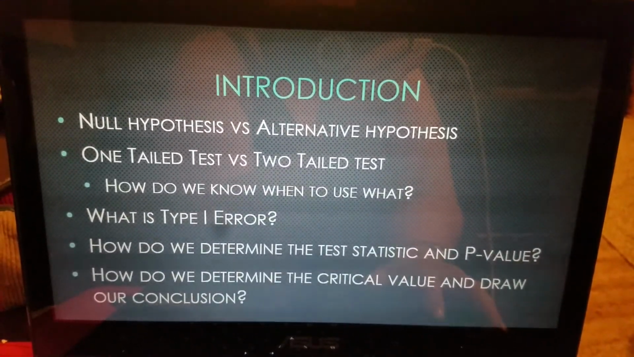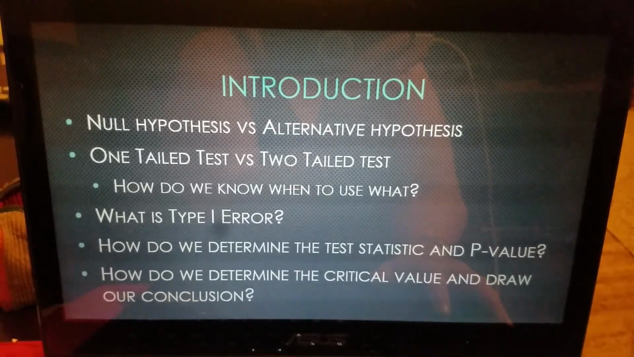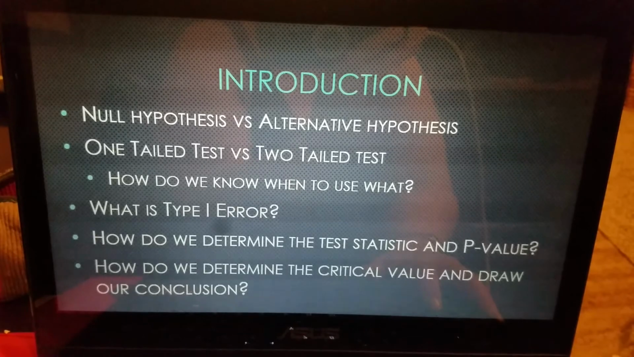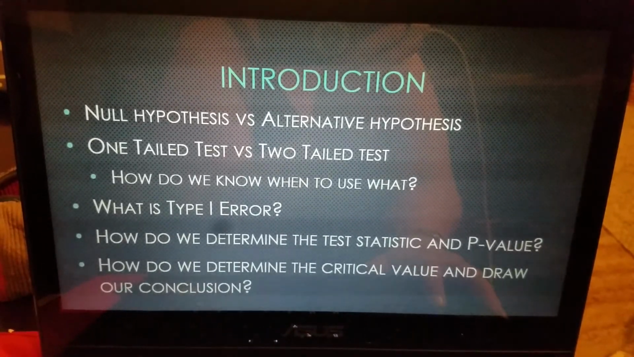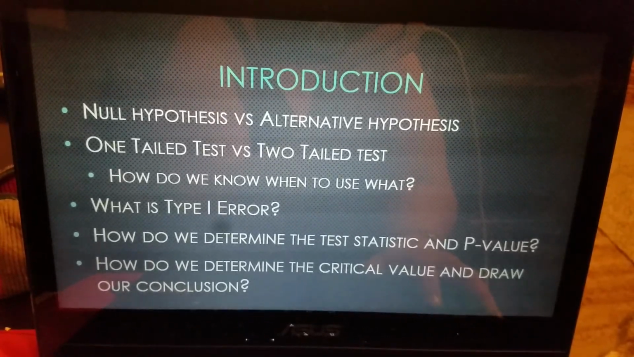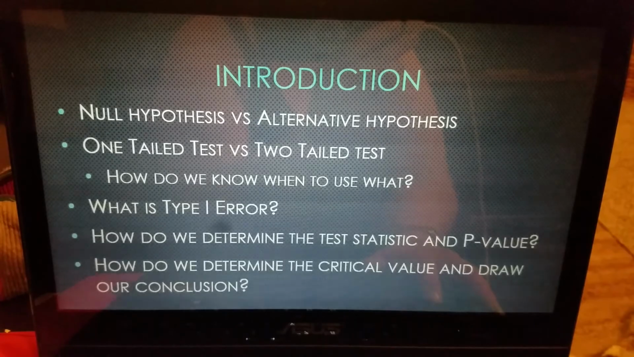Today we're going to talk about the null hypothesis versus the alternative hypothesis, a one-tailed test versus a two-tailed test, and how do we know when to use what? What is a type 1 error? How do we determine the test statistic and p-value? And how do we determine the critical value and draw conclusions?